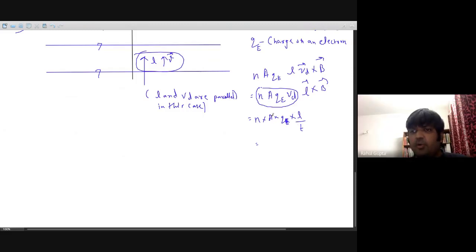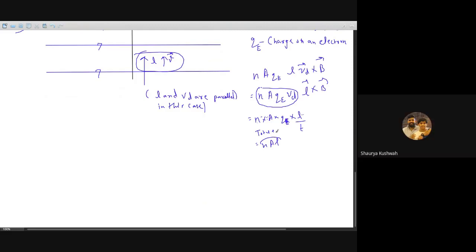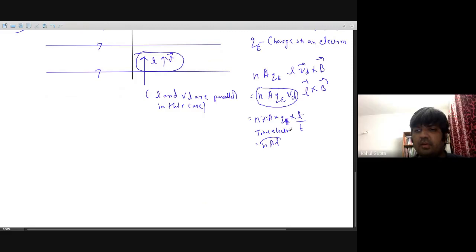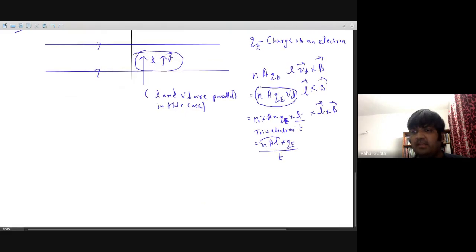Now what is this? A into L is the volume of the wire. N is the number of electrons per unit volume. So N into A into L gives you the total number of electrons. Total number of electrons into charge per electron, divided by, I missed this, T, into L cross B. There are two L's, don't get confused. This L is coming from VD, L upon T. This L cross B was already there.